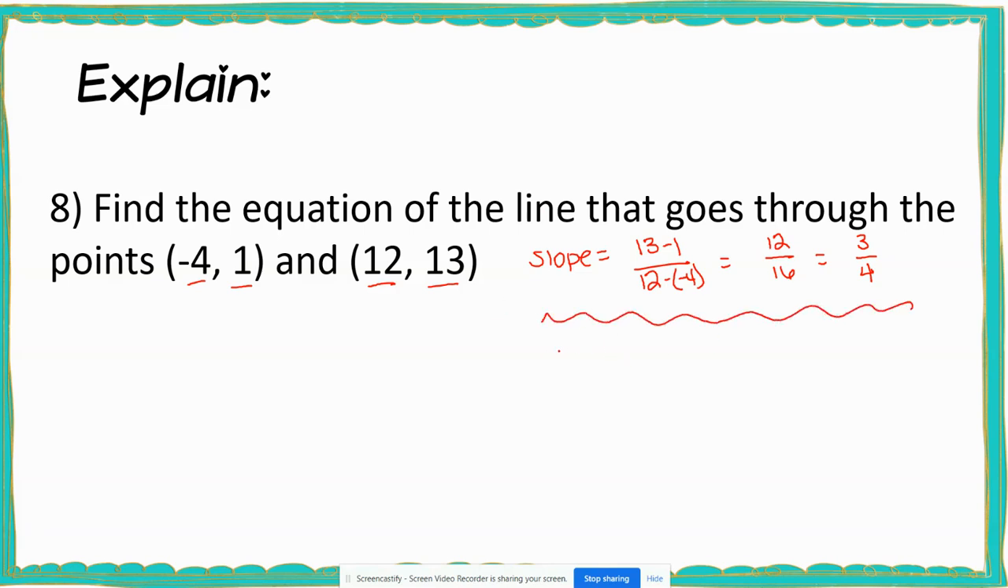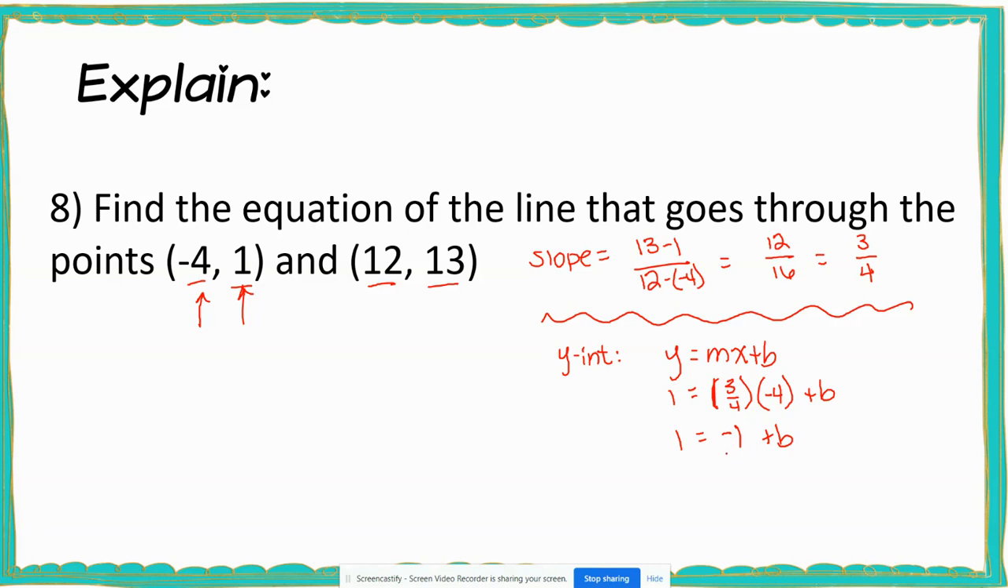And now I'm going to take this and I'm going to plug for my y-intercept. I'm going to use my equation y equals mx plus b and plug these values in. If I choose my y value here, I'm going to have 1 equals, my m is 3/4 times x, which is negative 4. Then plus b. So we have 1 equals, well, positive 3/4, I'm sorry, times negative 4 is going to give me negative 1. So I have negative 1 plus b.